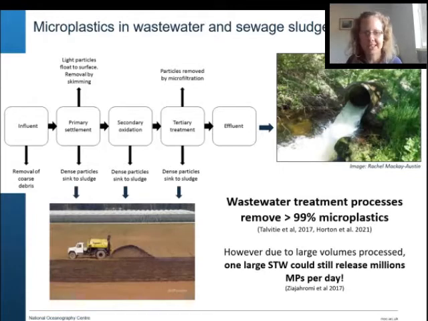I'd mentioned already the sewage sludge. Actually, while we say that 99% of microplastics are removed, of course, we know that these don't just disappear. They are removed because they are settling within the sewage sludge. And as I mentioned before, this sewage sludge is applied to land as a fertilizer. So the microplastics will still enter the environment in some way.